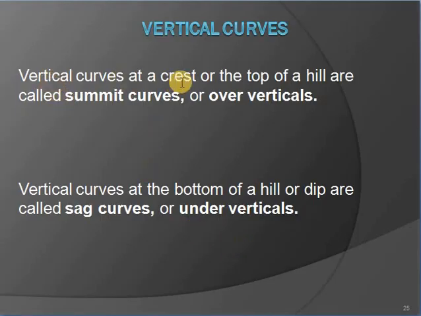Vertical curves at a crest or top of a hill are called summit curves or over verticals, and vertical curves at the bottom of a hill or dip are called sag curves or under verticals. So at the top of a hill, it is called summit curves or over verticals. And at the bottom of the hill or dip, crest means height, and hill or dip means low, so that is nothing but sag.